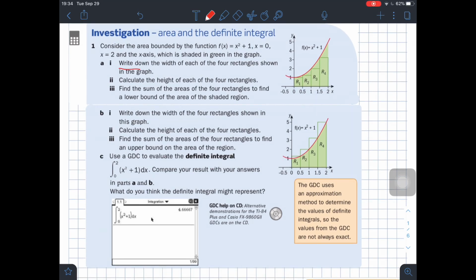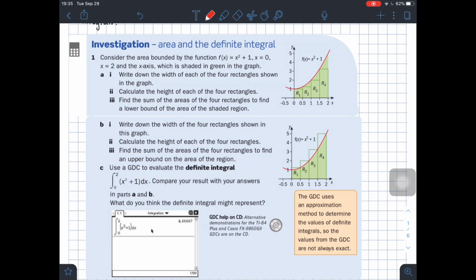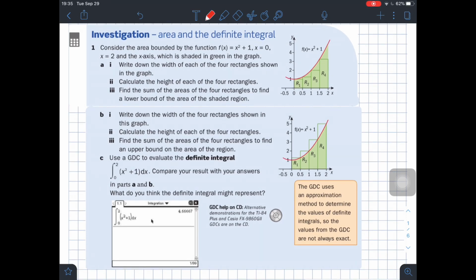It says, A, write down the width of each of the four rectangles shown in the graph. We're not going to be doing this because we're going to waste too much time, but imagine that if you want to calculate the area of this green region, we can, for example, trace small rectangles that try to replicate the green area, right? You see that it's not perfect because we have small gaps here, which are going to make our value of the area a little bit imprecise. But we're going to see this in order for you to understand what the integral is about.